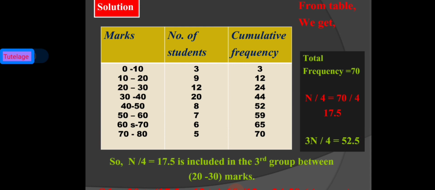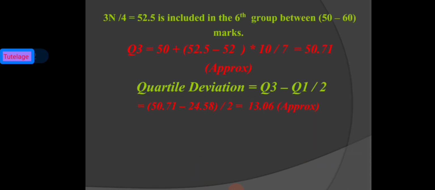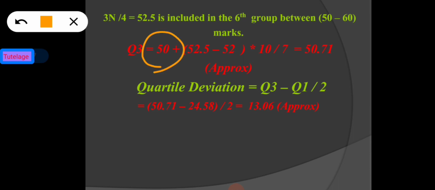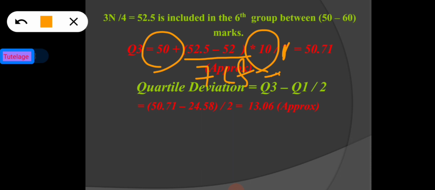So now going to the next slide. Here we can see the value of Q3 equals 50 plus 52.5 minus 52, divided by 7, which is equal to f, into 10. So that means the class size. So 50 to 60, 60 minus 50, which is equal to 10. So that's why c is equal to 10 for this problem. So the value of Q3 is equal to 50.71 approximately.